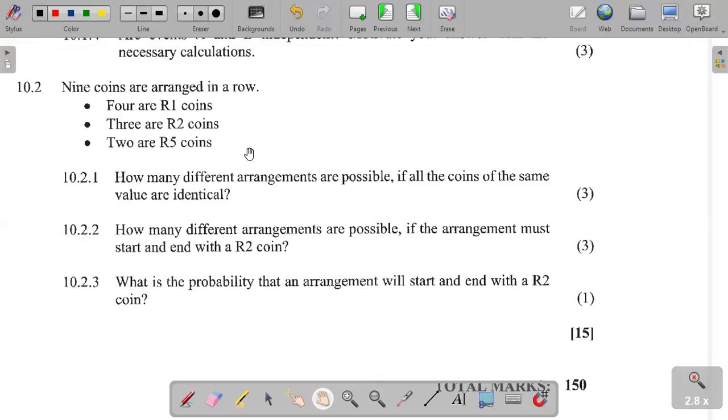Now there is 4, 3, and 2. And then there is a total of 9, isn't it? So we're going to do factorials here. So it's 9 factorial divided by 4 factorial multiplied by 3 factorial multiplied by 2 factorial.